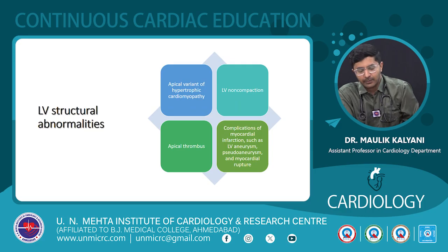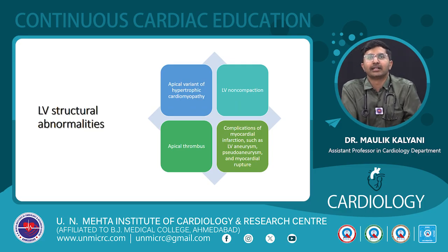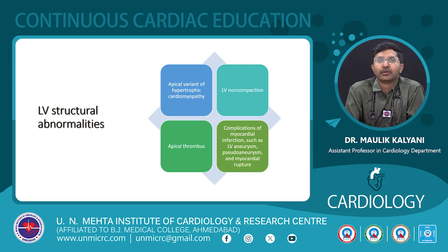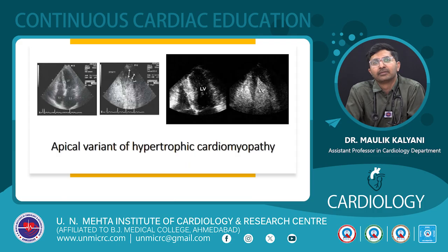Then LV structural abnormalities. These abnormalities can be picked up by 2D images, but many times the windows are not good, and we might not get good images of some structures. In that case, we can use contrast to accurately identify the apical variant of HOCM, LV non-compaction, apical thrombus, pseudoaneurysm, or any rupture.